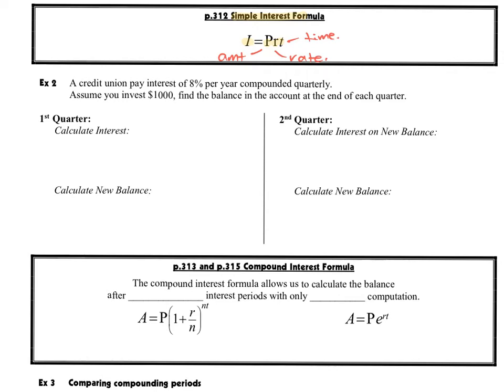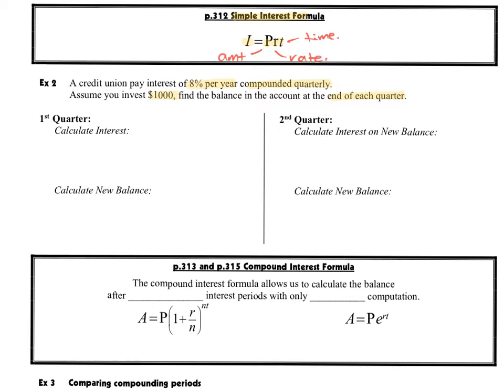So let's say that we have a credit union that pays 8% per year, which, by the way, would be a crazy amount of interest, but we'll play along. So 8% per year, and it's going to say that it's compounded quarterly. And we're going to have $1,000 to invest. Now, we can use simple interest to calculate the balance at the end of each quarter. Now, this would be a very cumbersome task if we didn't ultimately end up with a compound interest formula, but it's important to understand this general process.